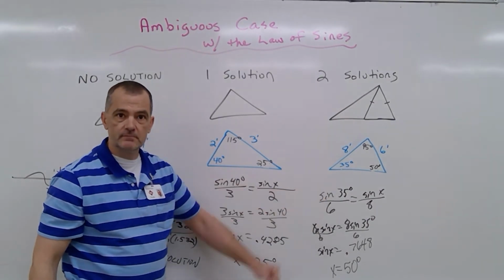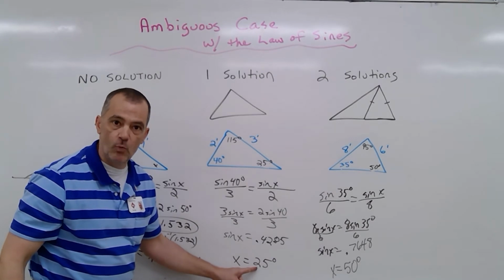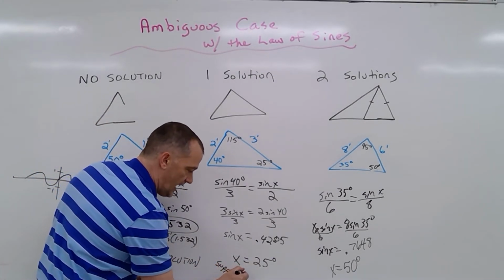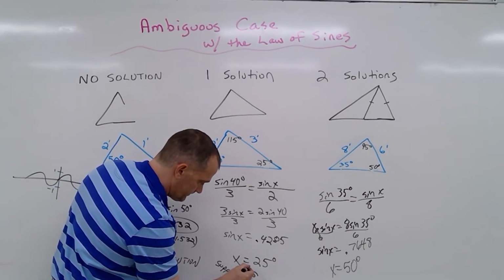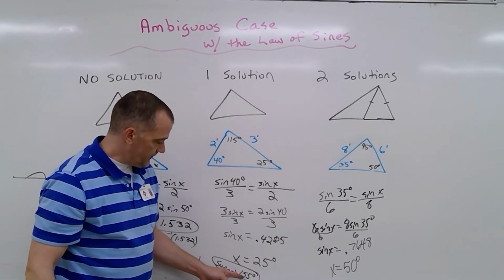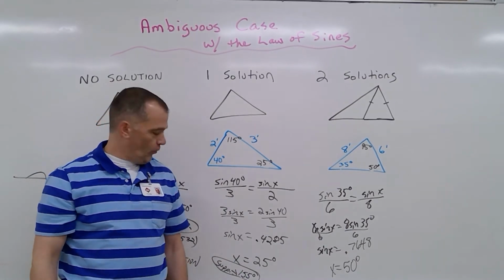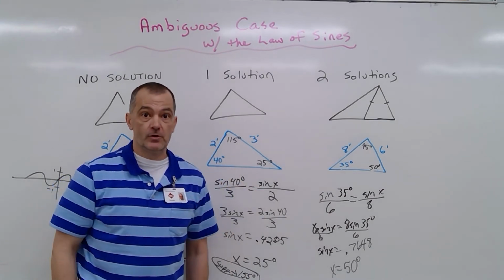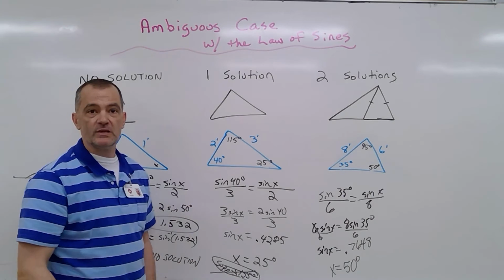This one does. And you're saying, how do you know, Dan? Take the supplement of 25, which is 155 degrees, because they add together to equal 180. But if I take the supplement, which is 155, and add it to 40, I'm at 195 degrees, which is more than what the triangle can add. The three angles have to add up to equal 180. So I know this one only has one solution.